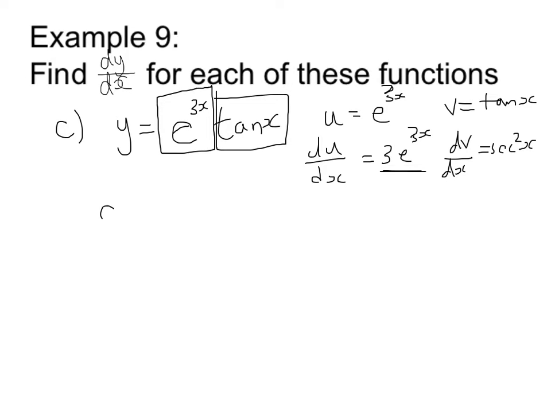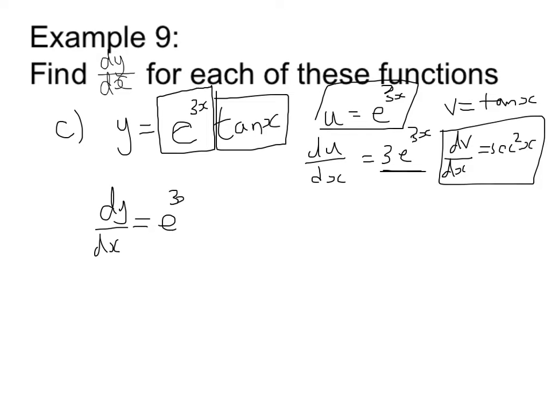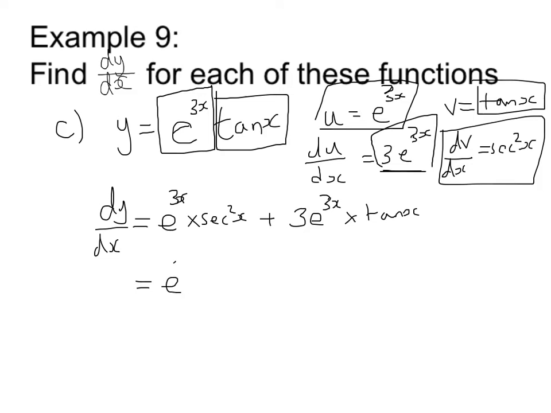Okay, so the differential dy by dx is u multiplied by dv by dx, so that's e to the 3x multiplied by sec squared x. Then I'm going to add to that du by dx multiplied by v, so that's 3e to the 3x multiplied by tan x. These two have a common factor of e to the 3x, so I can take e to the 3x out, and then it's sec squared x plus 3 tan x. And that's my differential there.